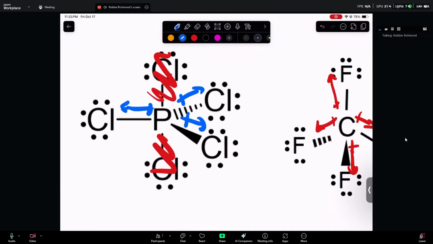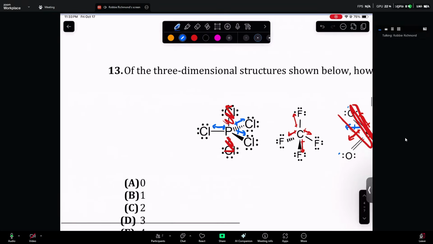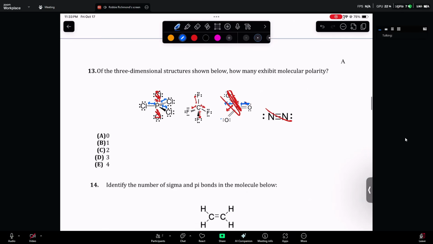Now, the only things that we're looking at are those 2 chlorines, the one going up and one going down. Those are 180 degrees from each other, so those will cancel out as well. So overall, there's going to be no polar molecules here.